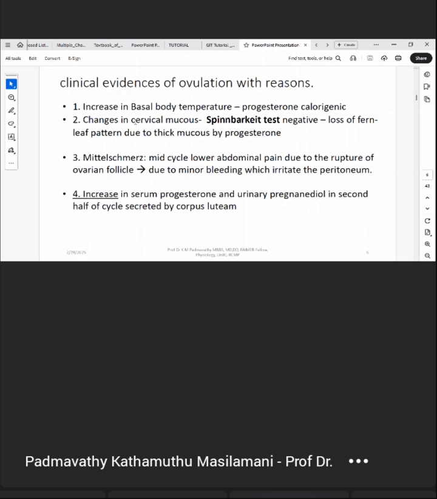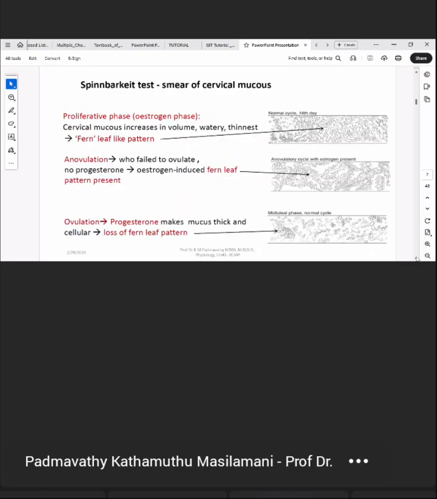So what happens to the cervical mucus? Before the ovulation, the cervical mucus is thin, so the spinnbarkeit test is positive. Then after the ovulation, the spinnbarkeit test is negative. Why is it negative? Because the mucus becomes very thick because of the effect of progesterone. So what do you mean by spinnbarkeit negative? There is a loss of fern leaf pattern.